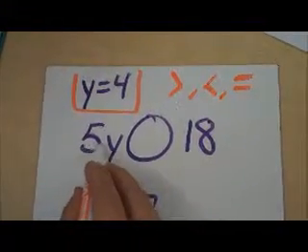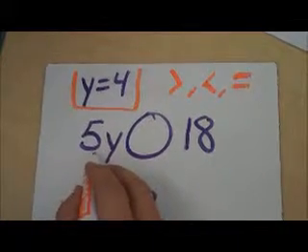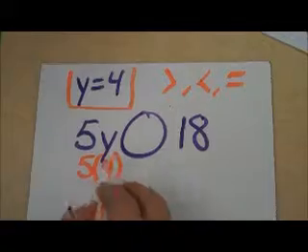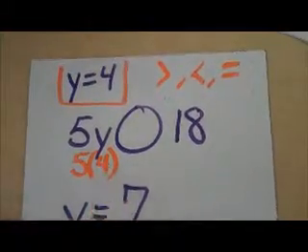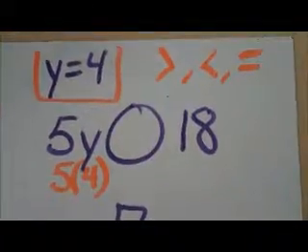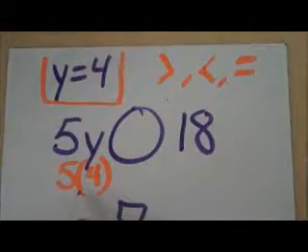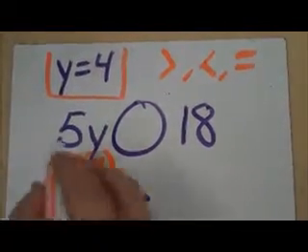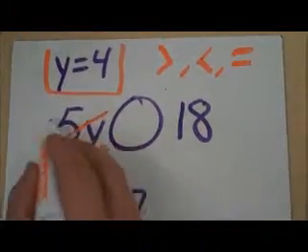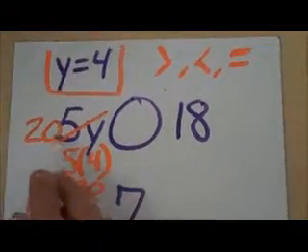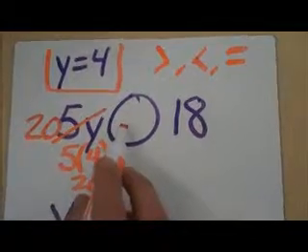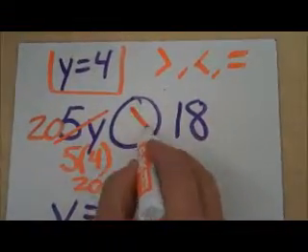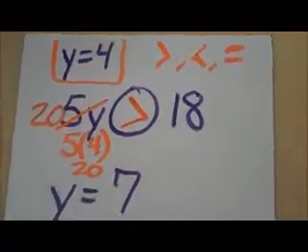Now, knowing that I've got a 5y, that means 5 times y, which will be 5 times 4. This was one of the ways you can show multiplication. So 5 times 4 is actually going to give us 20. So when I think about this, 5y is actually equal to 20. So is 20 greater than, less than, or equal to 18? And knowing what we know, it will be greater than.